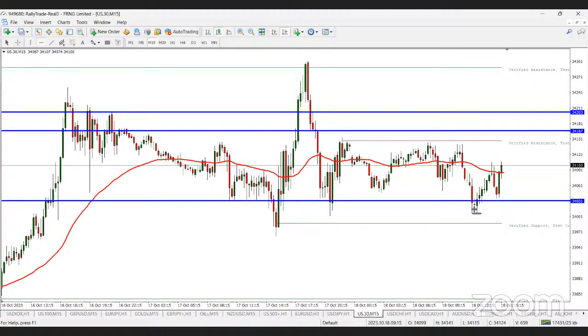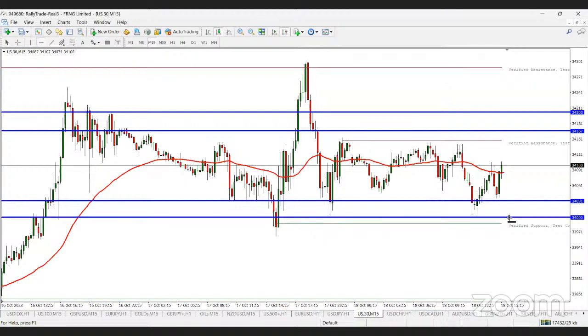So my buy stop for US 30 is at 34,160. Take profit at 34,200. While my sell stop will be at 34,030. Take profit at 33,998.